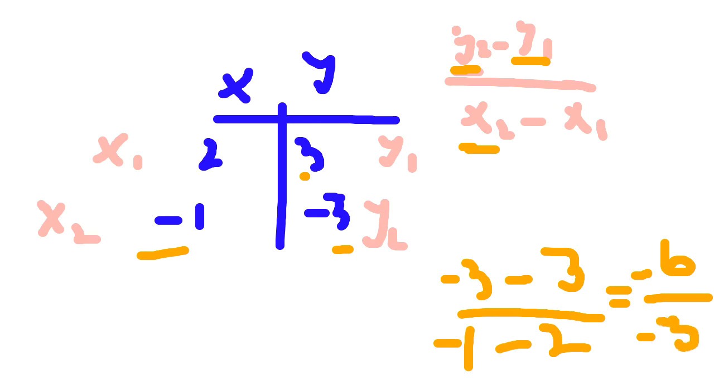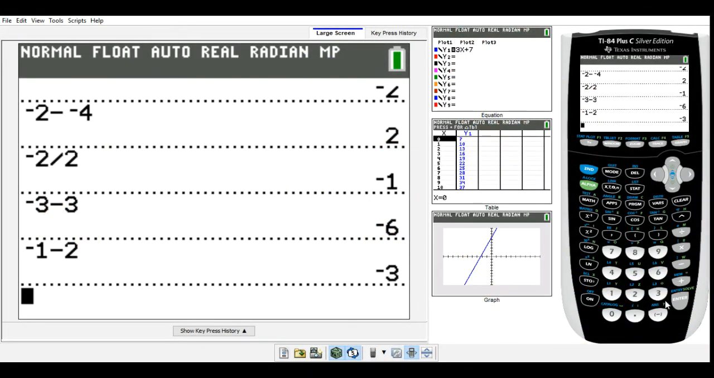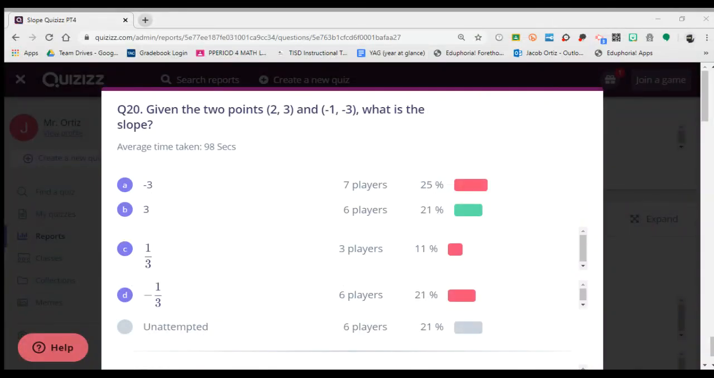A negative divided by a negative is a positive. They cancel out, and 6 divided by 3 would be 2. Just to play it safe, -6 divided by -3 would be positive 2. And if you forgot how to change it to a fraction, you hit math, enter. Not that you need to, but it's just an inside help. So your answer is positive 2.